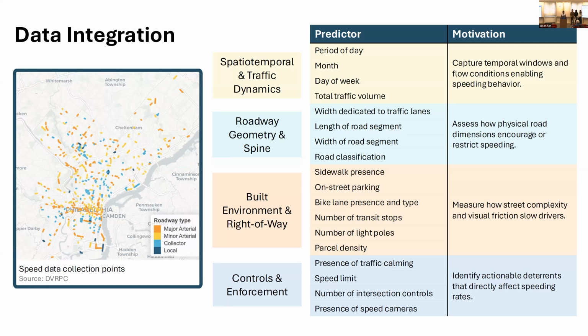It does not tell us the physical characteristics of the road that may have contributed. This gap is one of the primary reasons a modeling approach is necessary rather than a purely descriptive one. Our predictor set falls into four categories.